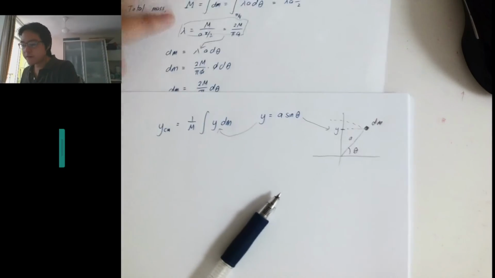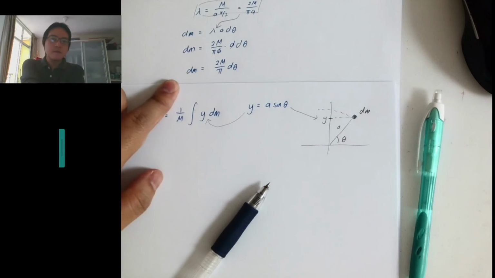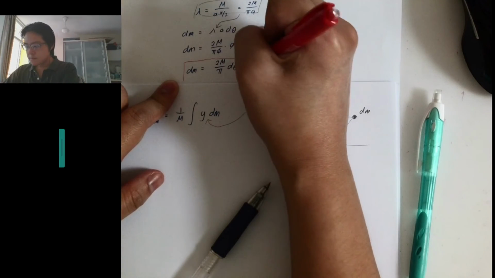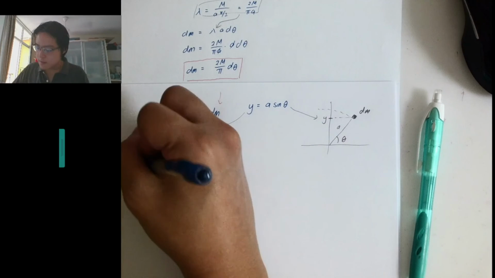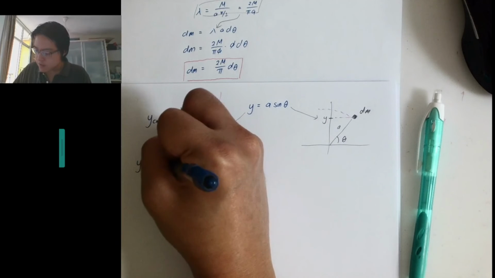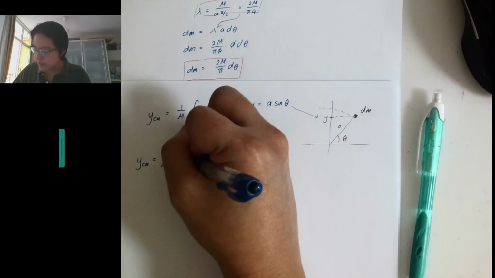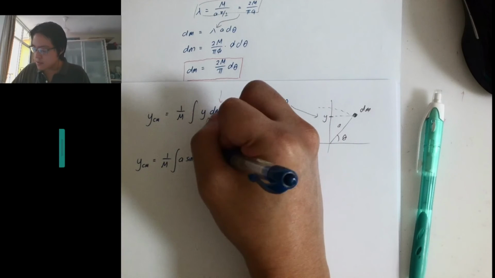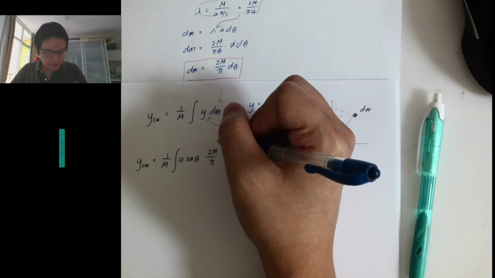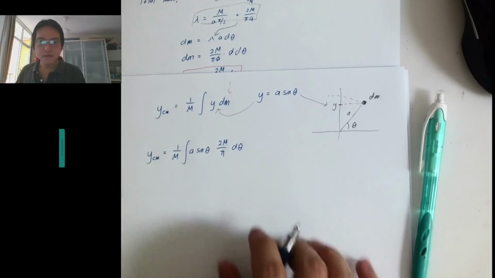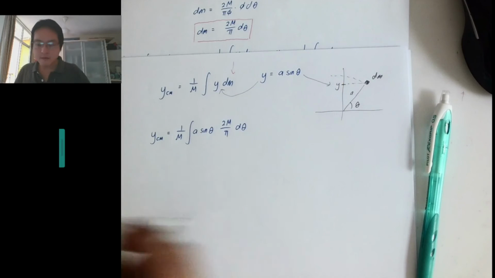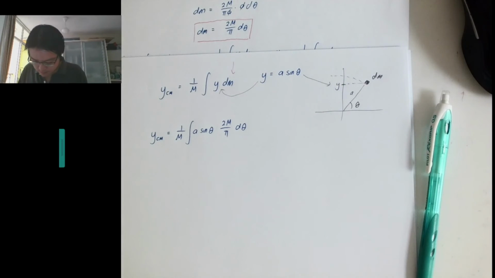And just now we have already found my dm. So my dm is over here, and I can put it into here. So my y coordinate cm is equal to 1 over m times the integral of, well, let's see what we have. We have a sine theta, and then dm is 2m over pi d theta. Do you agree? Okay, so seems okay, right?